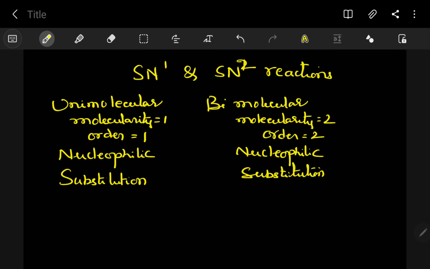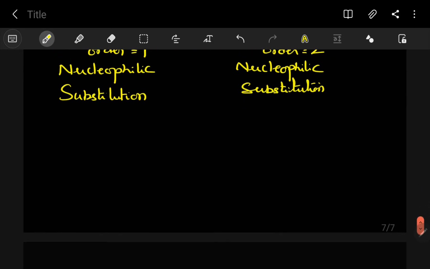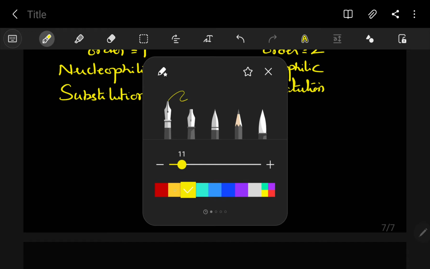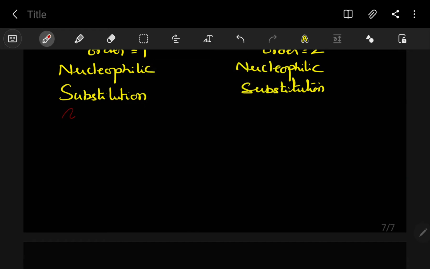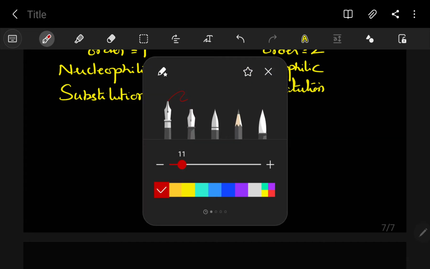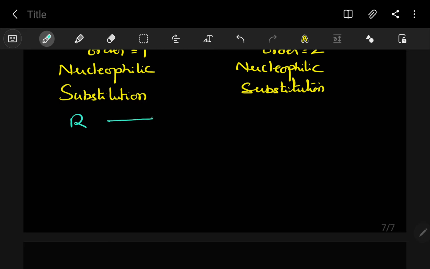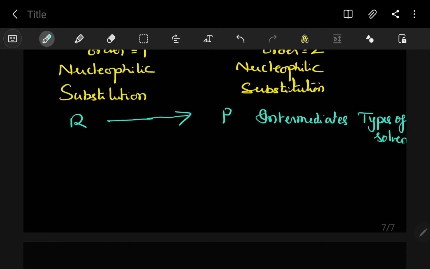In these SN1 and SN2 reactions, we have certain terms that I will be explaining now. What are those terms? First we will go to the reactants. In any reaction, reactants are giving the products. The next one is the intermediates that are formed. And one more I will explain, that is the types of the solvents.